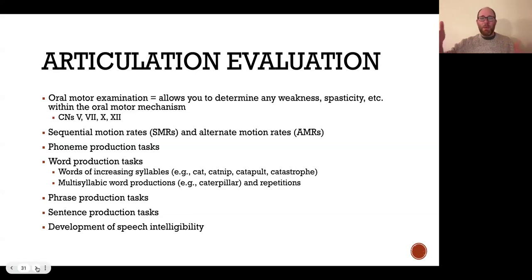Multisyllabic tends to be harder for apraxia. So you can see if they're going to break down with these more multisyllabic words, and repeating will also allow you to see, are they going to break down at the same frequency, or is their error going to be variable. You can also do phrase production tasks, sentence production tasks, and then ultimately you want to develop a rating of speech intelligibility. It is a subjective measure that essentially boils down to what percentage of their speech you understood. So you might rate someone as being 50% intelligible, which means you understood half of what they said, or 75% intelligible, things like that. It's your rating of how that person sounds to you.